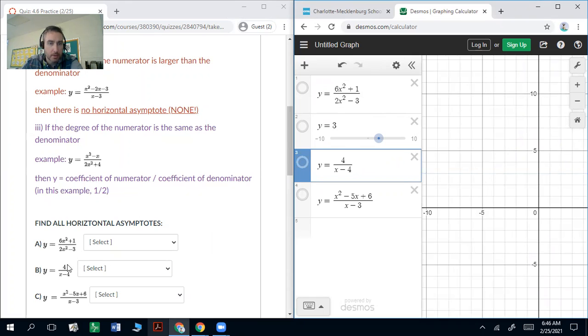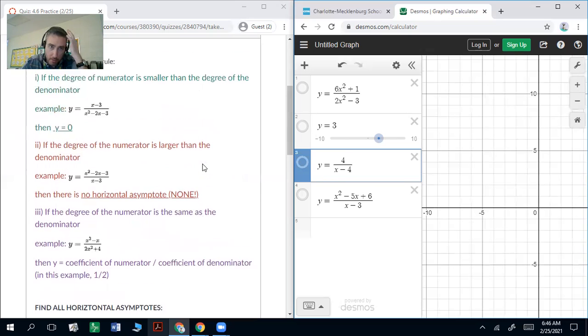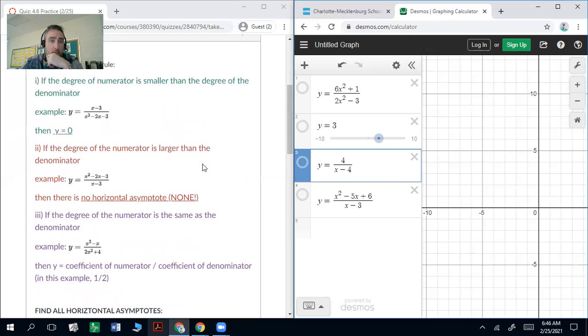Let's look at the second one. So we have 4 over x minus 4. In this case, you have a first degree on the bottom, but on the top there is 0 degree. So it's actually a smaller degree on the top. So that's going to be the first rule. So it's going to be y equals 0.